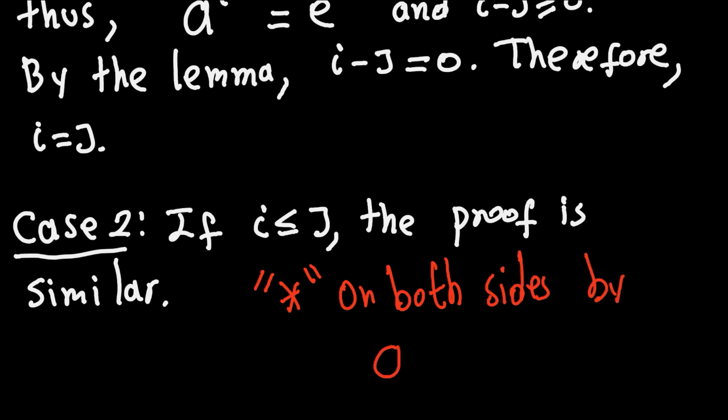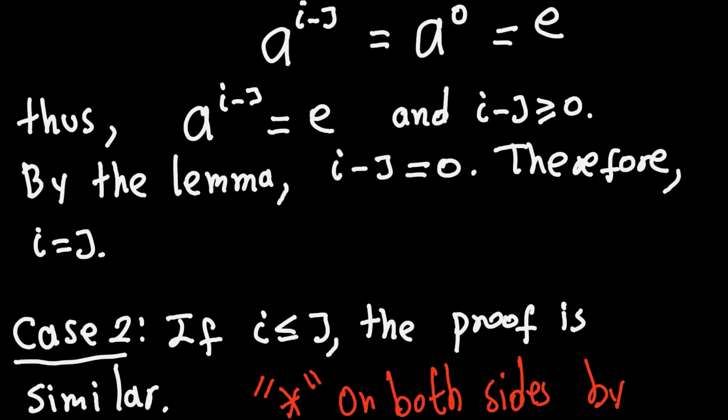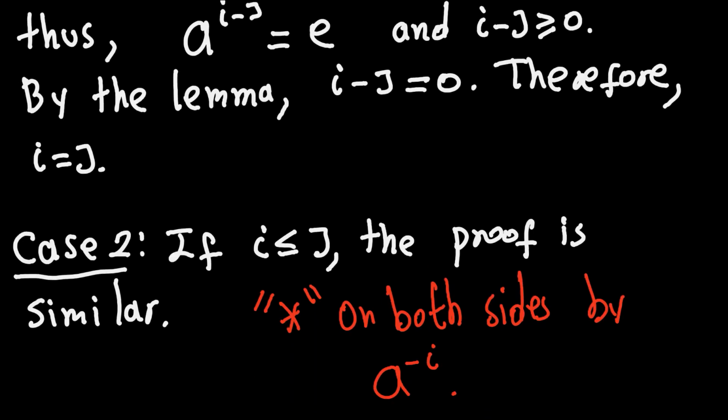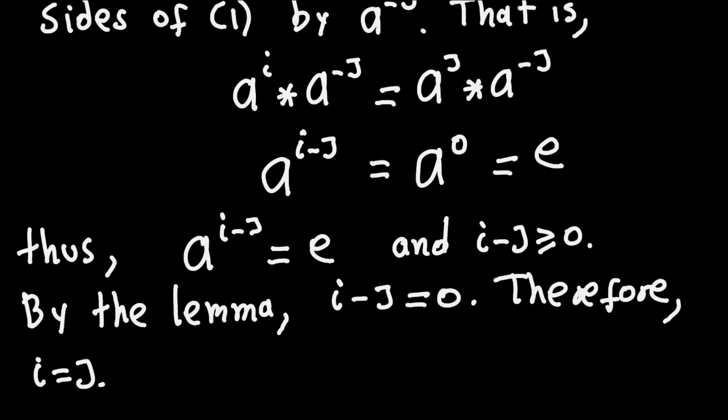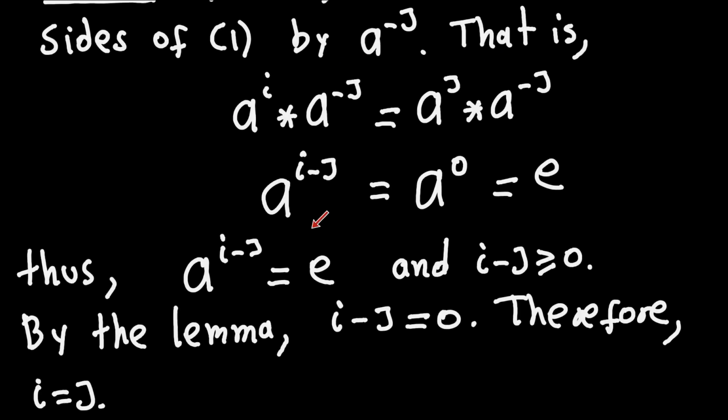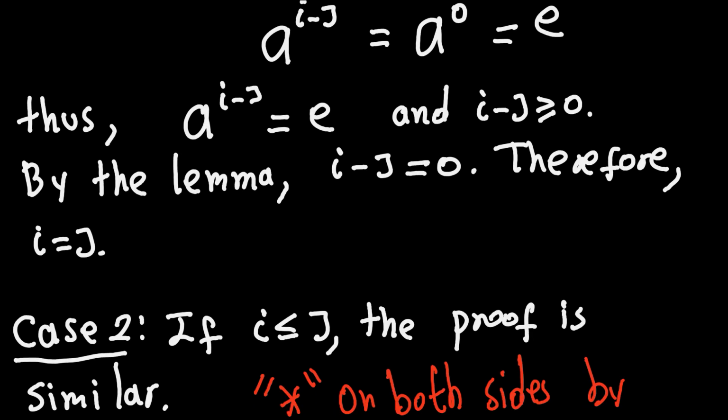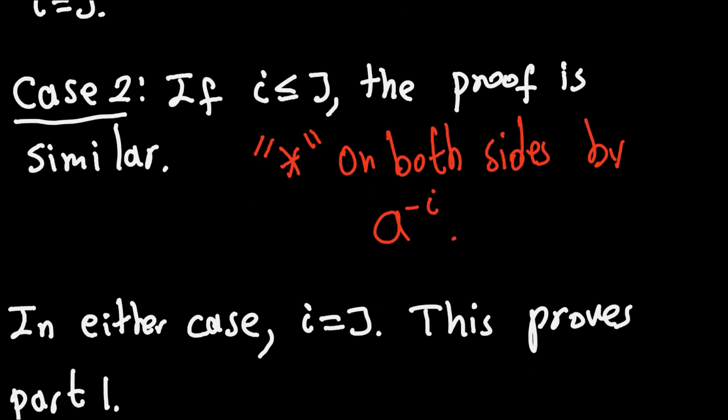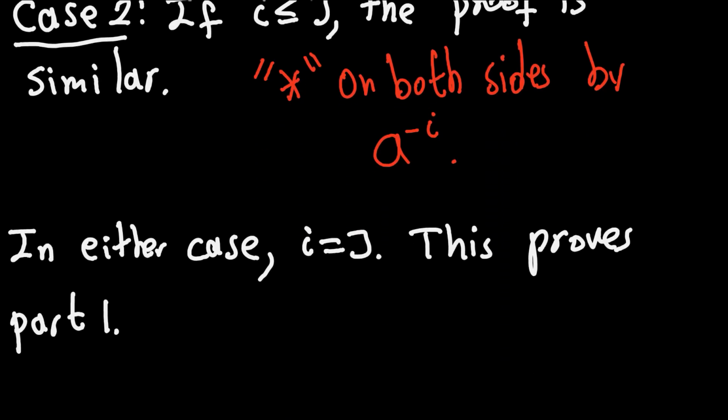by a to the minus i. And the proof is pretty much the same as the proof we did for case number 1, so I'm not going to do it again. Just start on both sides by this element and follow the same steps we followed here with almost exactly the same argument. So I'm going to say that number 1 is already proved. So in either case, we have that i is equal to j.